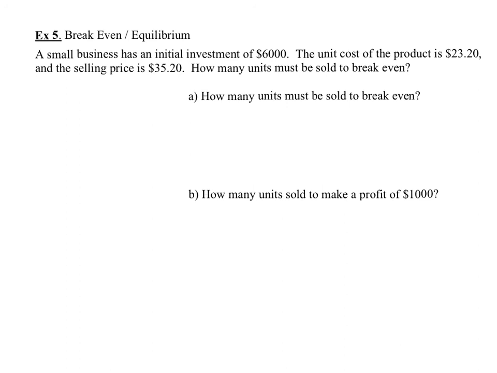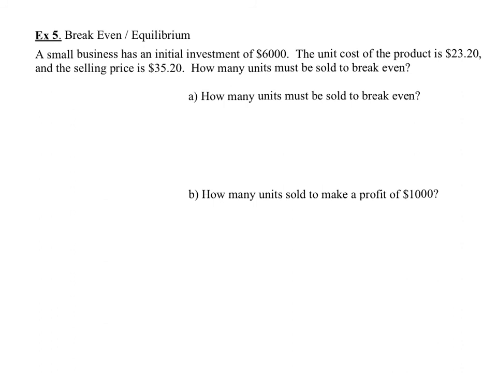Okay, the last example is about break-even, equilibrium, which is a common question asked with systems. It's when the money coming in and the money coming out kind of balance out. So we're going to go through this example. This is an example of how you might do a problem like this. A small business has an initial investment of $6,000. The unit cost of the product is $23.20 and the selling price is $35.20. How many units must be sold to break even?